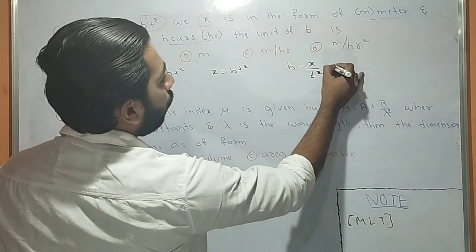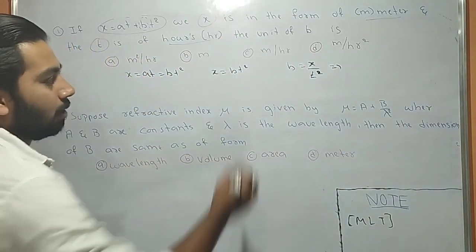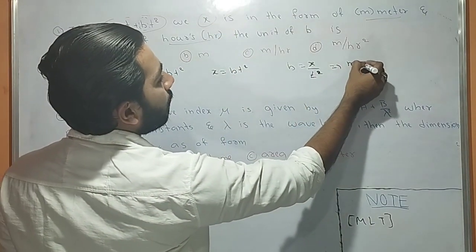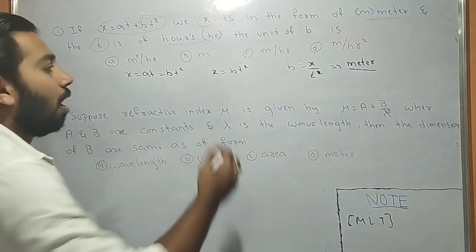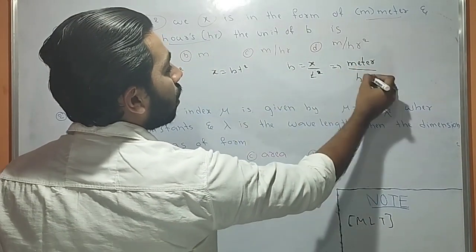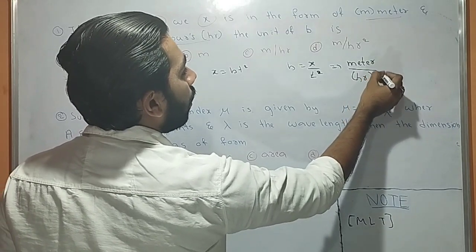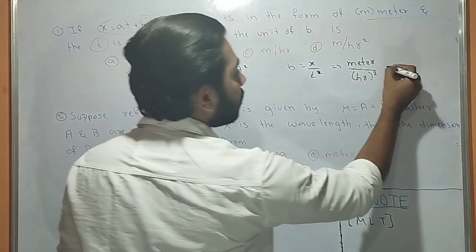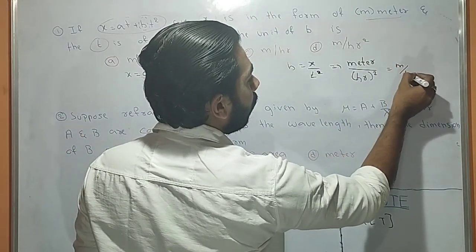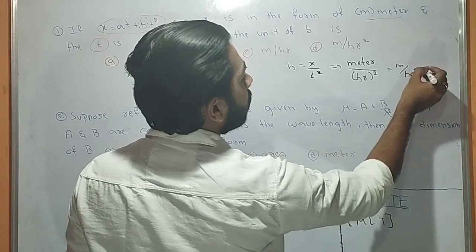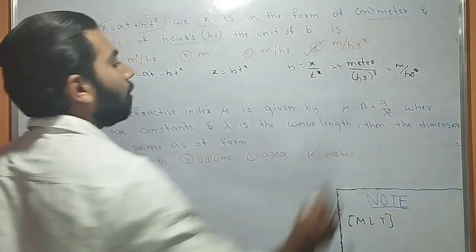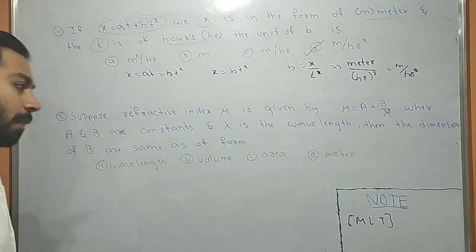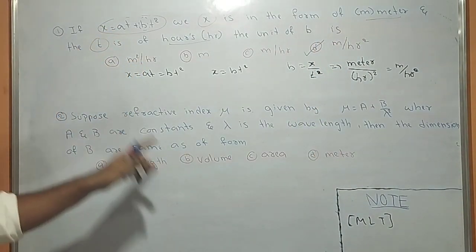Now what is the unit of x, which is meter, and what is the unit of t they have given? Hours. Hours square. So what will your answer be? Hours square. So your answer will be this. Very easy problem.